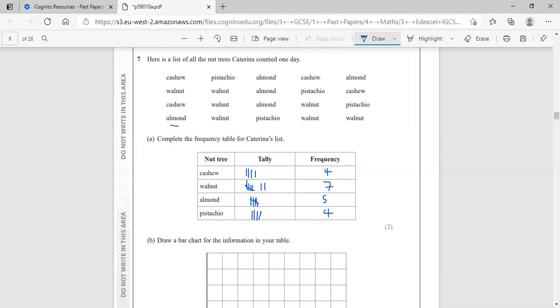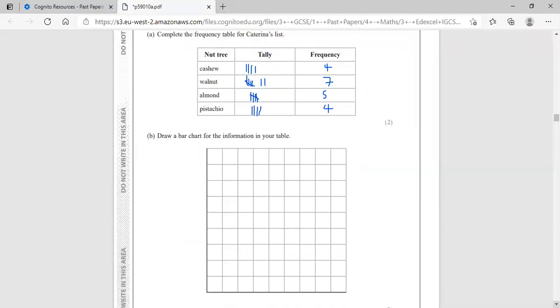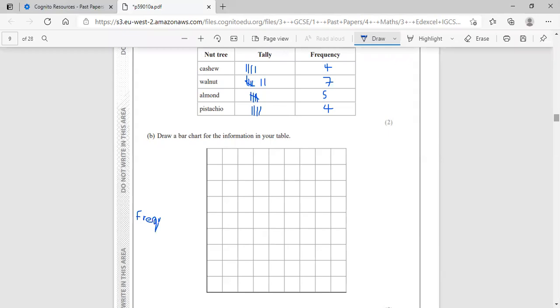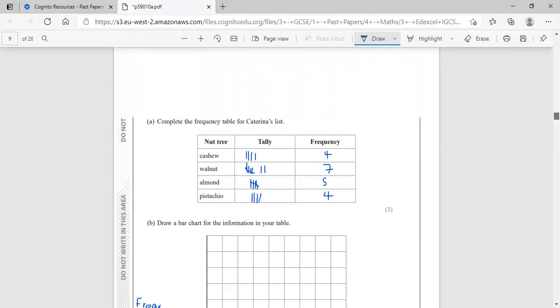Okay, so we now need to move on to the bar chart that we're going to have to make. Draw a bar chart for the information in your table. Okay, so what we need to do here is label the axes first. So on this side, I'm going to put frequency, and then on the bottom, it's going to be the type of tree. Okay, and there are 4 different trees we have to do.